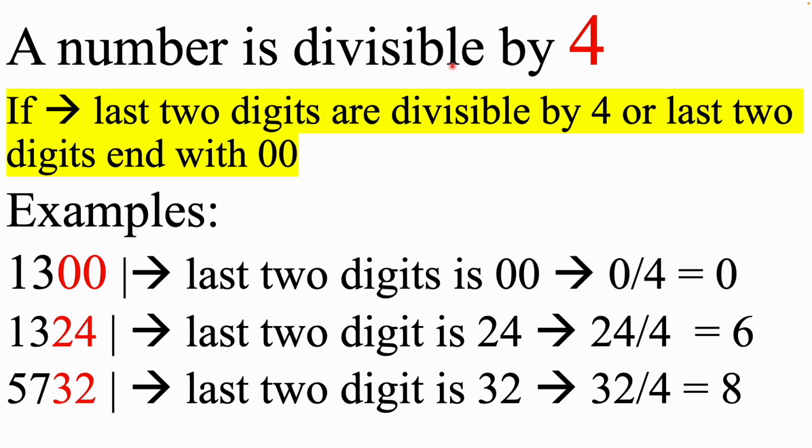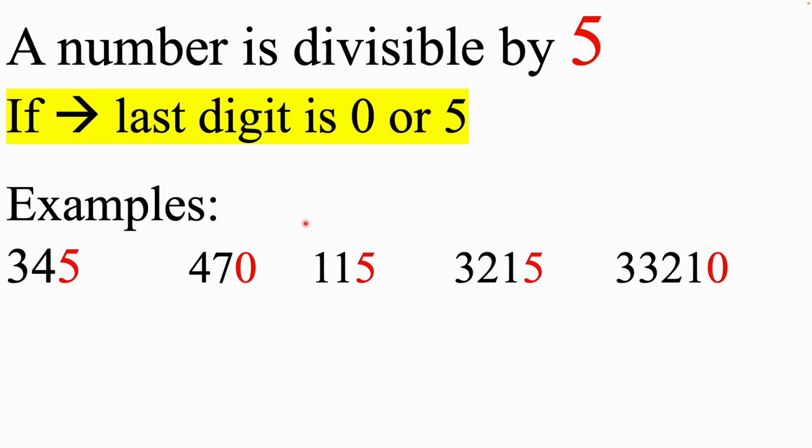Now, a number is divisible by 4 if the last two digits are divisible by 4 or the last two digits end with 0, 0. So for example, 1300, the last two digits are 0, 0, so it is divisible by 4. 1324, the last two digits are 24, which we could divide by 4 and get a whole number. And then the last one, 5732, the last two digits are 32, which we could divide by 4 and get a whole number.